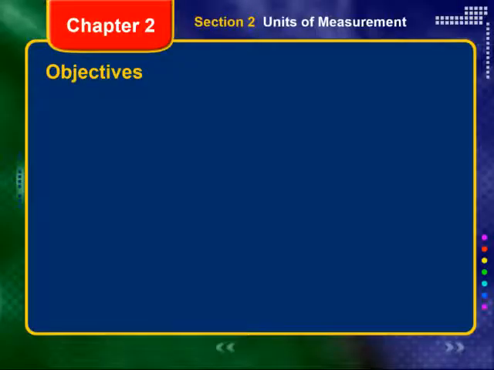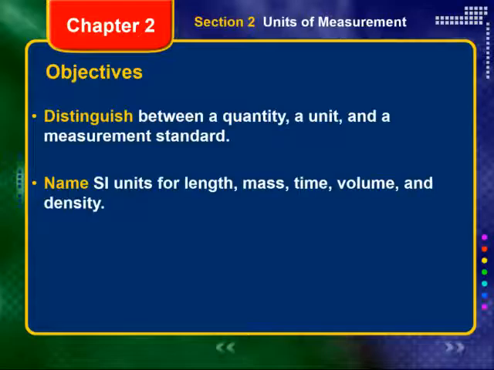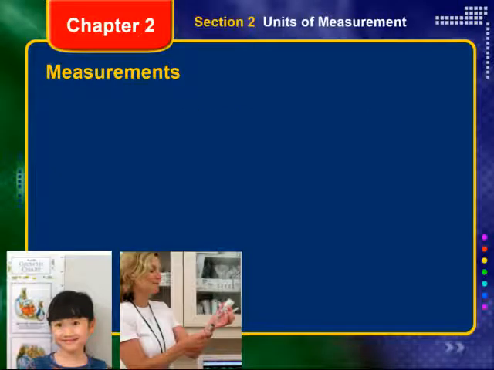Alright, chemistry, this is your video lecture for chapter 2, section 2. We are going to be talking about units of measurement and measurement. Distinguish between a quantity, a unit, and a measurement standard. And I want you to be able to name SI units for length, mass, time, volume, and density. So here we go. So measurements.